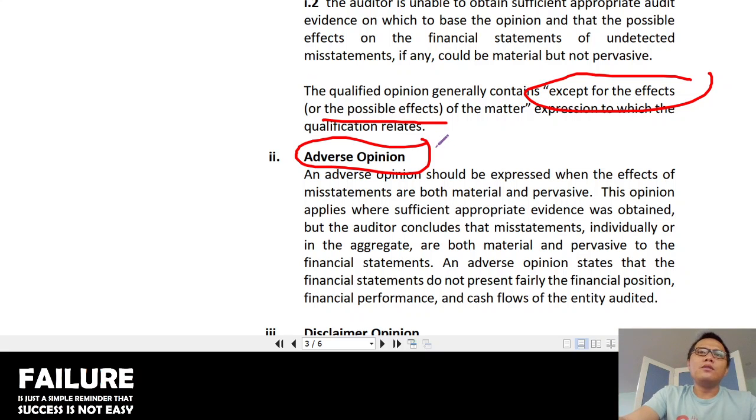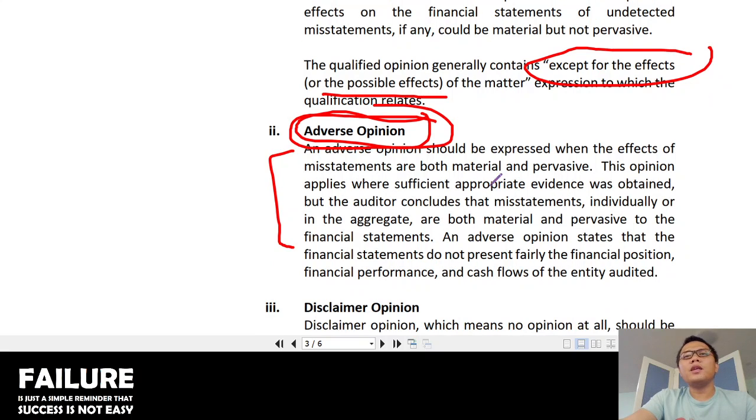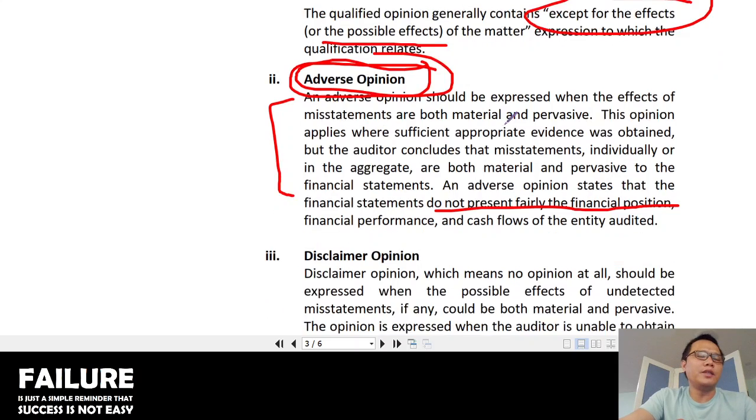So ito yun, itong mga opinion na ito, dito natin sinasabi na ang financial statements talaga do not present or is not presented fairly. Okay? In all material respect. Okay? Do not present fairly the financial position or the financial statement in general. Okay? Ito yung mga adverse opinion.